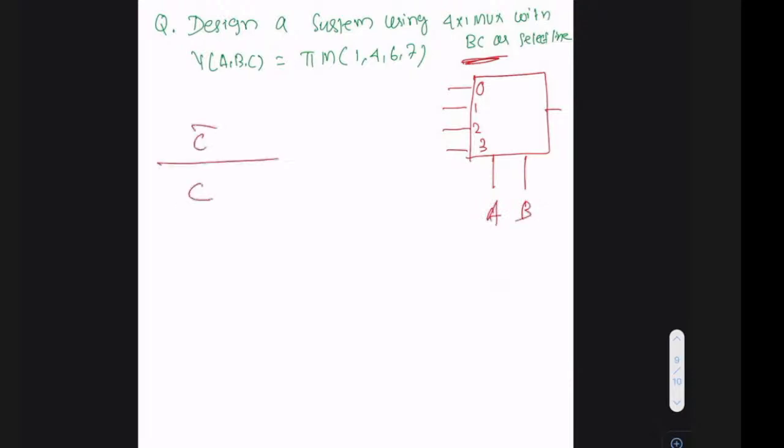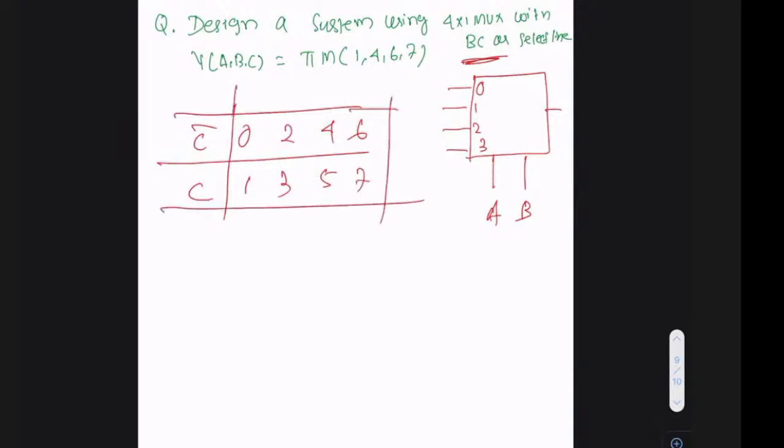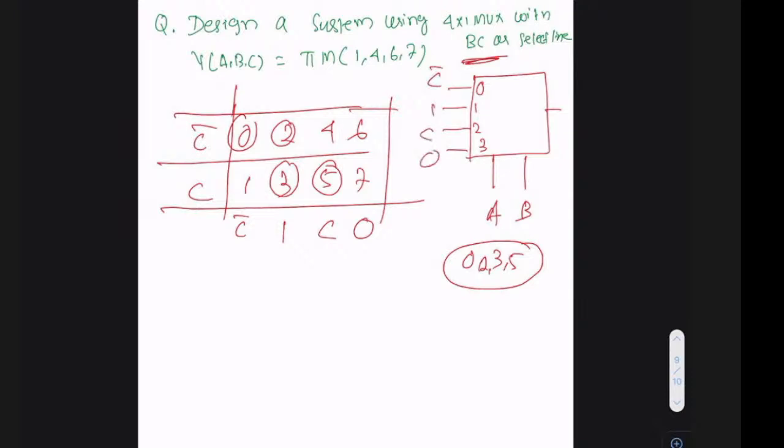Then you have C bar and C. The C bar combination is 0, 2, 4, 6. C is 1, 3, 5, 7. The corresponding ones you have to encircle. The max terms 1, 4, 6, 7 mean the min terms are again 0, 2, 3, 5. So you get here C bar, here 1, here C, and here 0. The corresponding connections are C bar, 1, C, and 0.